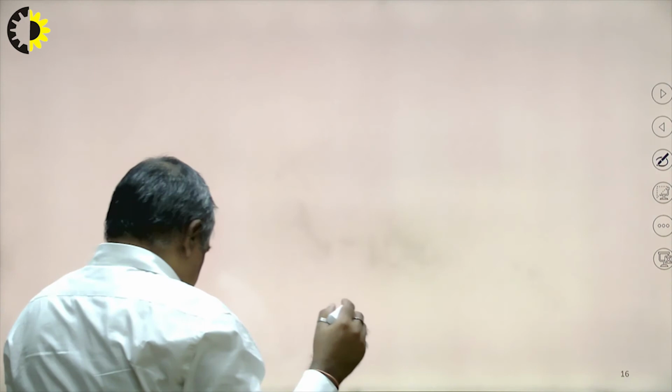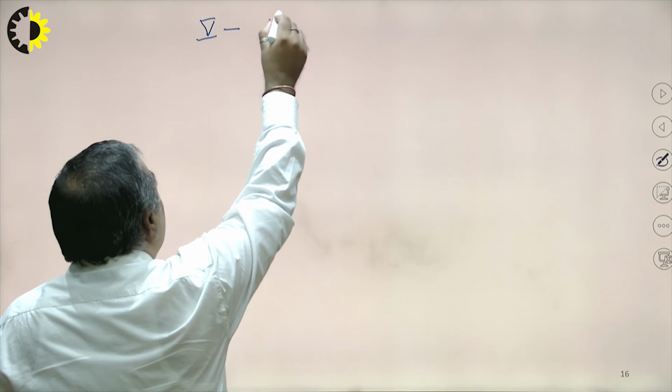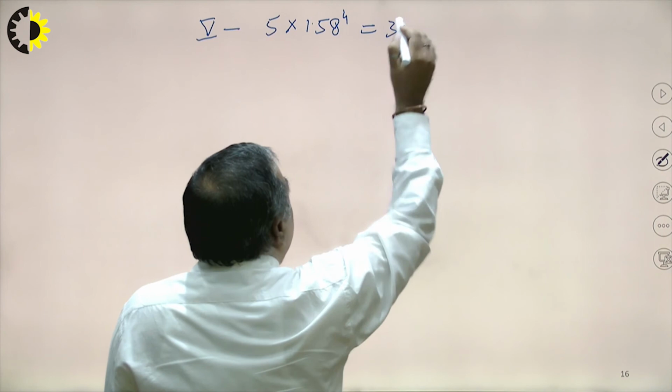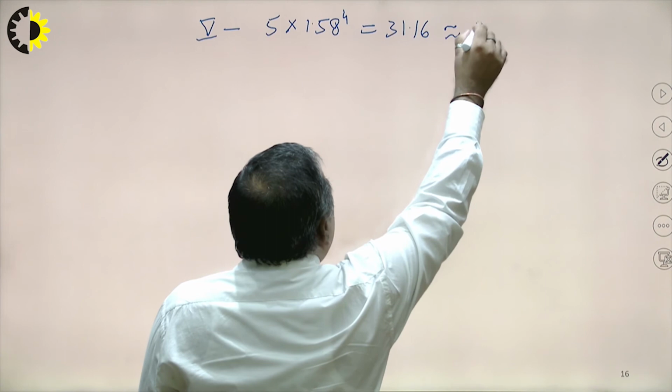Then the fifth model is 5 multiplied by 1.58 raised to power 4, it is 31.16. So you can recommend 32 or 35 kilowatt.